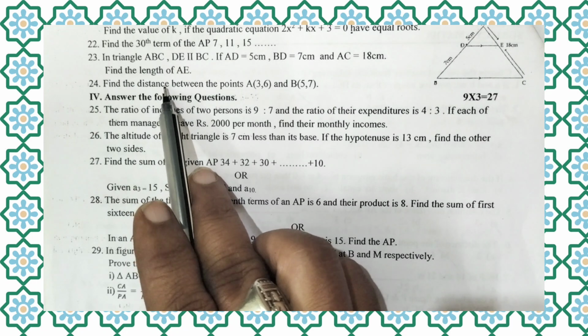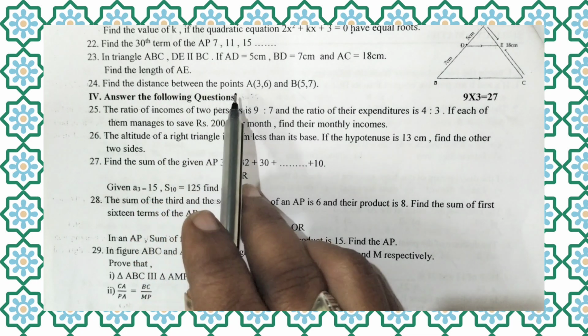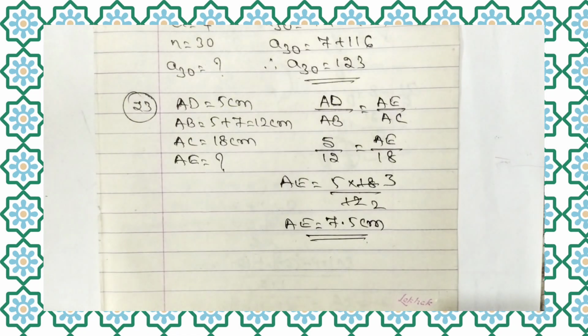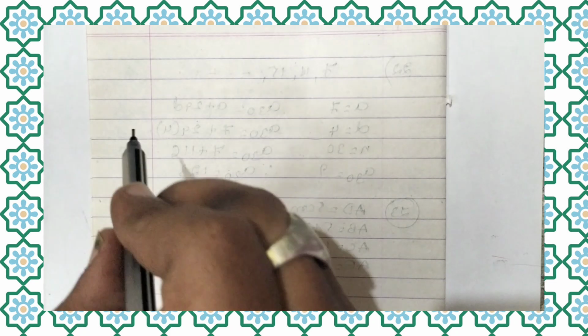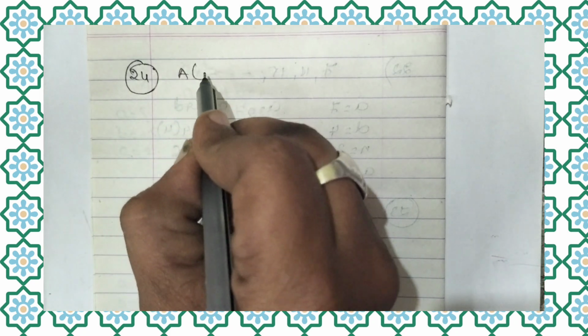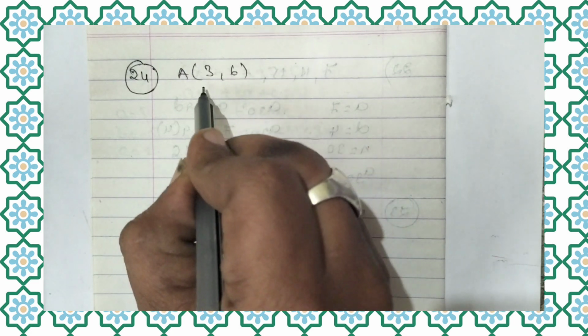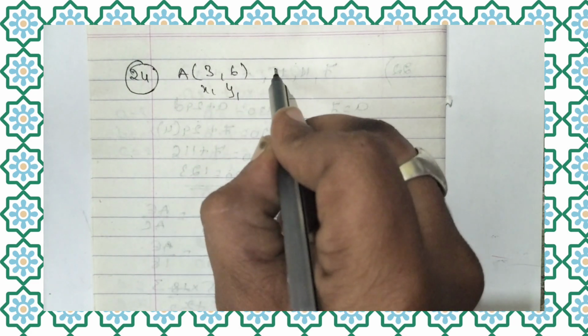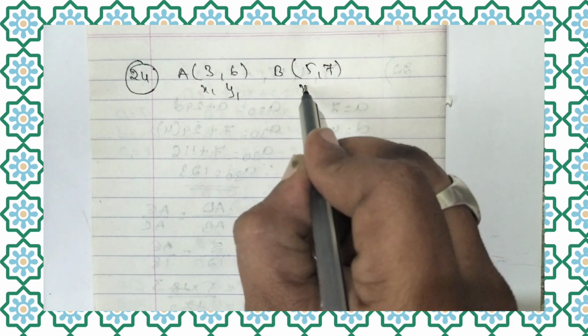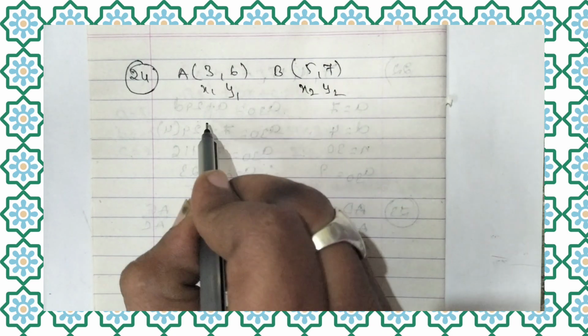The last question of 2 marks is, find the distance between the points A (3, 6) and B (5, 7). So by using the distance formula, let us find the distance between those 2 points. So in the 24th question, the coordinates of point A is (3, 6), which you can call x1, y1, and the coordinates of B is (5, 7), which you can call x2, y2.